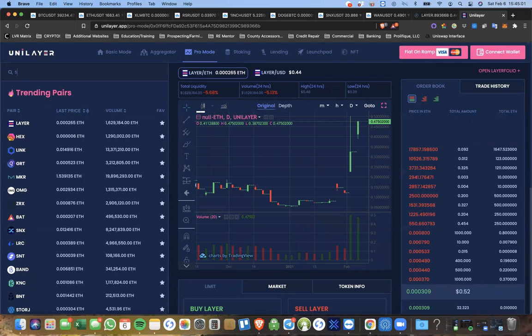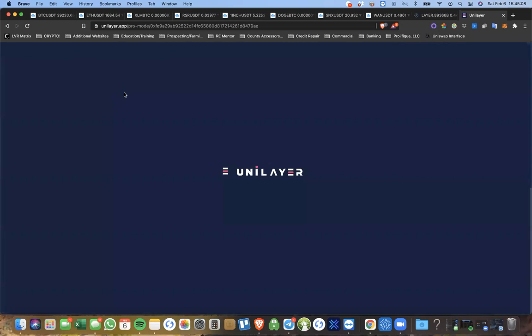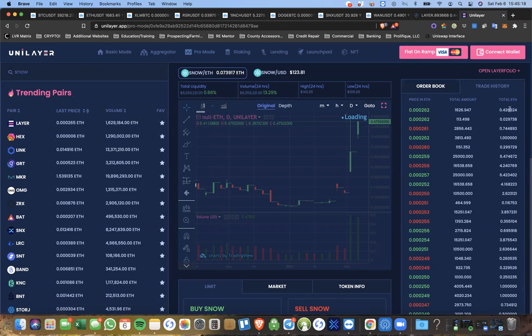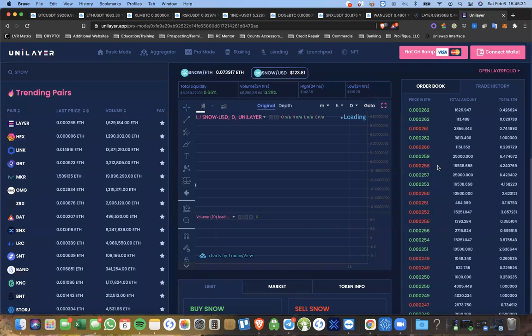Why isn't it searching? What's going on? There we go. Snow USDT. Order book doesn't show that, but it shows you the trade history. All right. So there's quite a bit of volume coming on here. Snow ETH. Let's do this USD just so we can kind of show you where it's at.